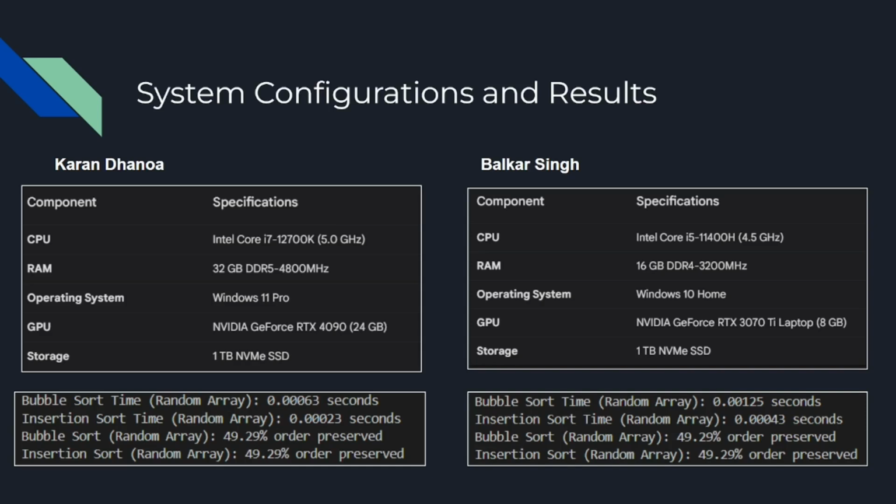In this slide, we'll be taking a look at two different configurations and comparing their results. So on the left, we have the current system configuration, and on the right, it has my system configuration. For the current system configuration, we have the CPU, which is a Core i7 12th generation, RAM, which is 32 GB DDR5 higher frequency, operating system, which is also the latest Windows 11 Pro, and then we have the GPU and the storage. For my system configuration, we have the CPU as i5 11th generation, which is a previous generation.